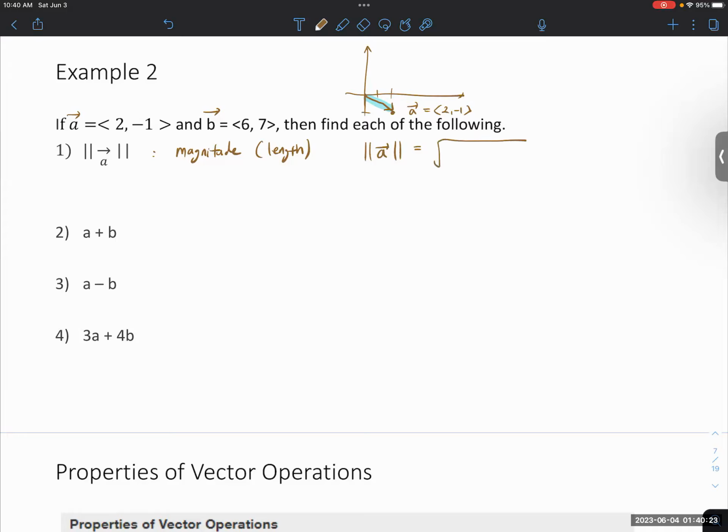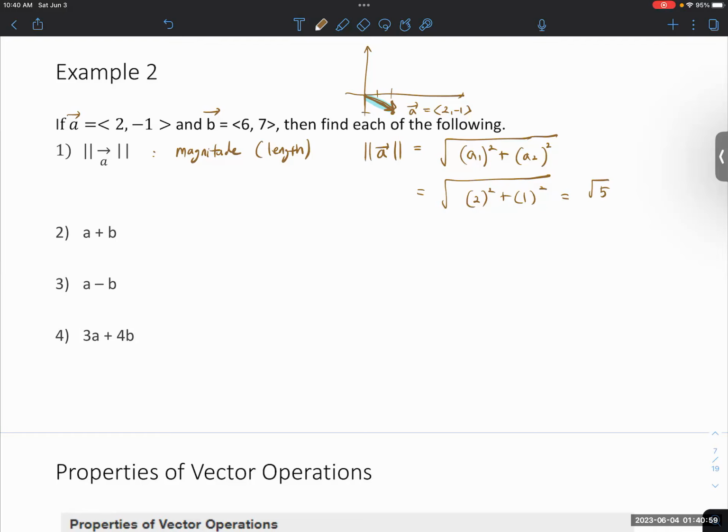According to the formula, you square each component. Let me write it. A1, the first one, squared, plus A2, the second, squared. Plugging in, 2 squared plus 1 squared is going to be radical 5. So this is the length, the magnitude. Okay. All right, so that's fine.